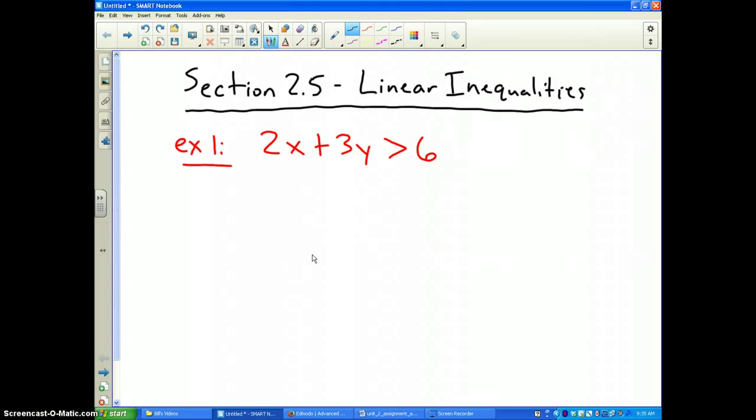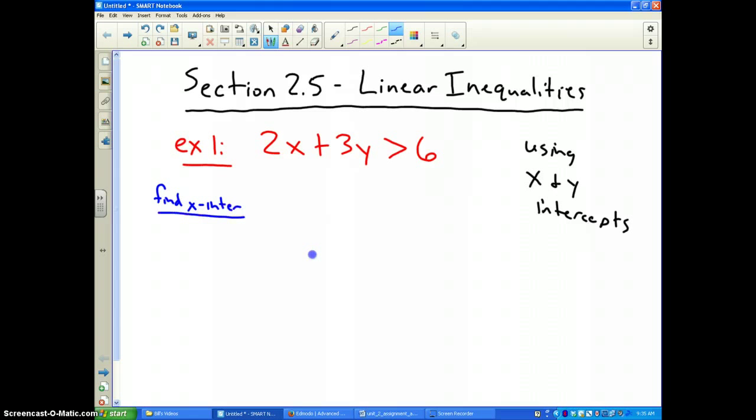Okay, the next example in section 2.5 that we're going to look at is to graph a linear inequality using the x and y intercepts. We've already talked about this for equations. Now we're going to graph by finding the two intercepts. To begin with, we're going to talk about finding the x-intercept. And as we did in an earlier section in this unit, we put 0 in for y.